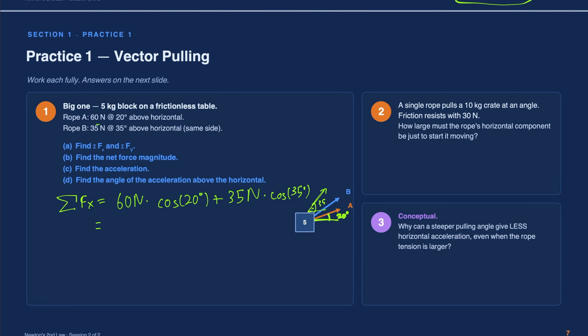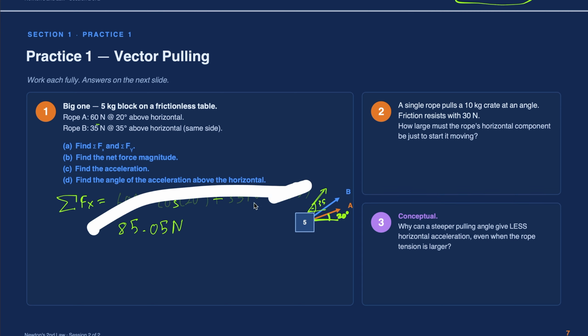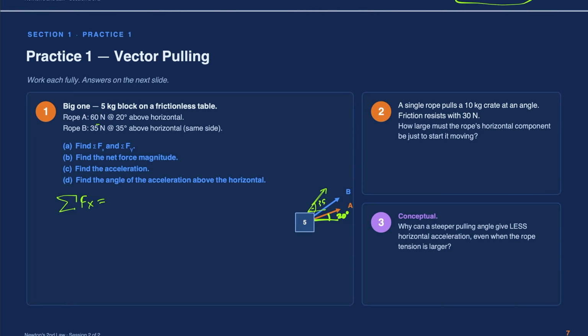so 60 cosine 20 plus 35 cosine 35. And I'm getting around 85.05 newtons. Okay, so let me erase all of this. And 85.05 newtons.